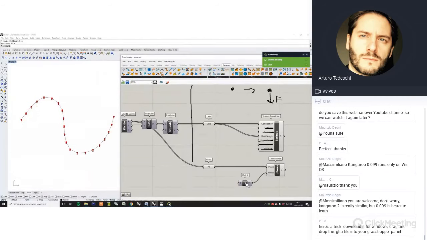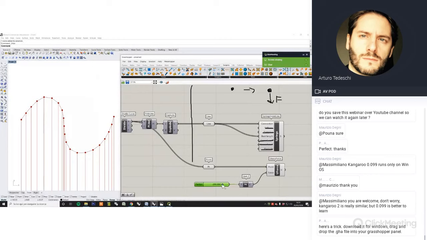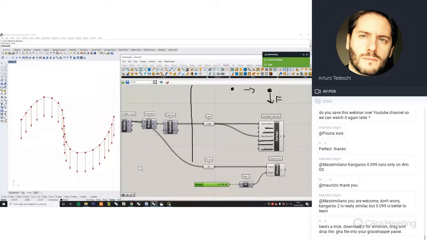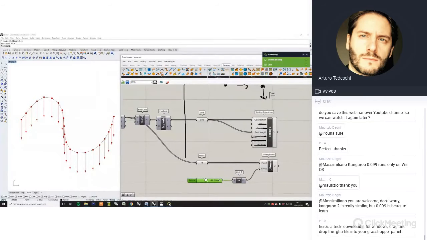Unit Z defines the direction. So we are in the XZ plane and we are going in Z direction. And now I'm putting an arbitrary value. In a few minutes, I will tell you how to define, let's say, real world units. Right now we can put an arbitrary value.